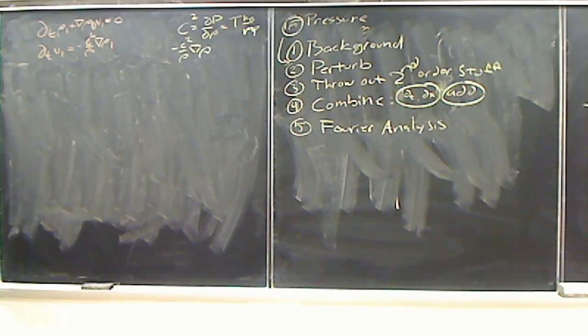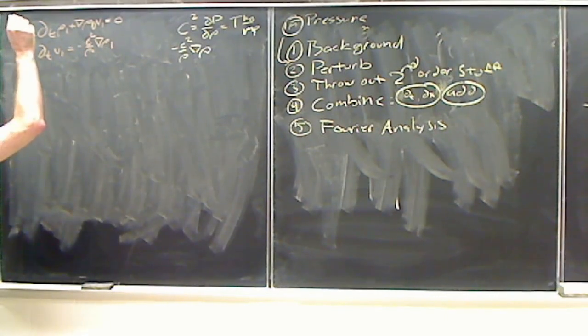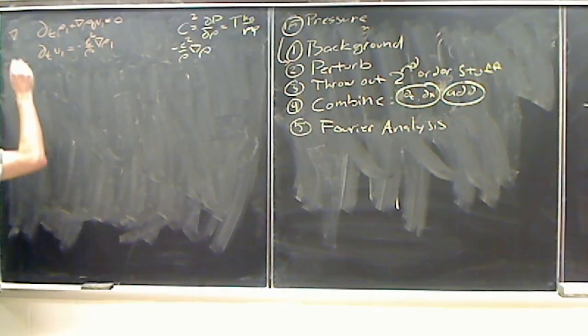So now what do we need to do? Now we need to combine these 2 equations. I got 2 equations and 2 unknowns. I've got a d by dt of rho 1 and a grad of v1, a d by dt of v1 and a grad of rho 1. So I need to take the space derivative of this one and the time derivative of this one.